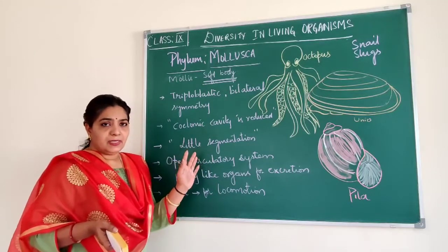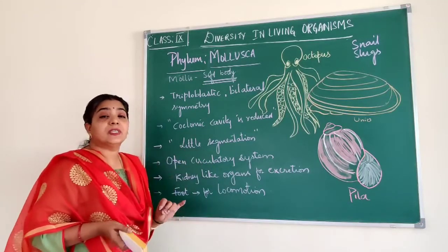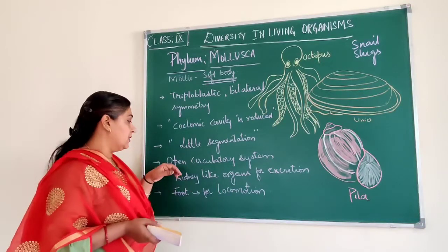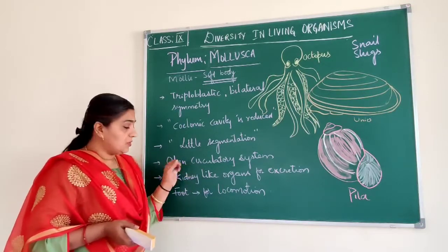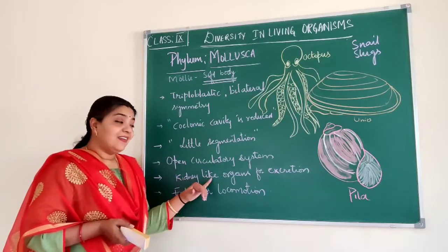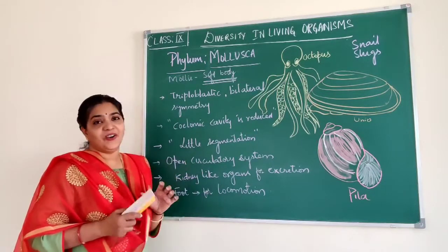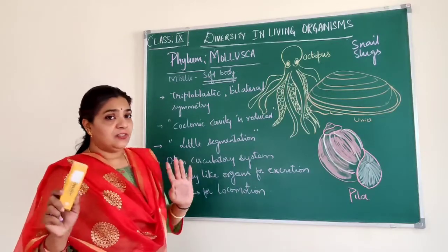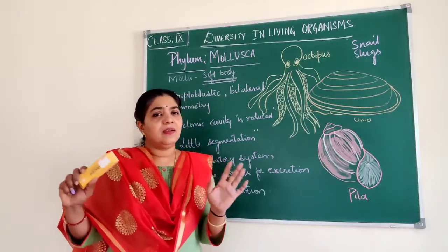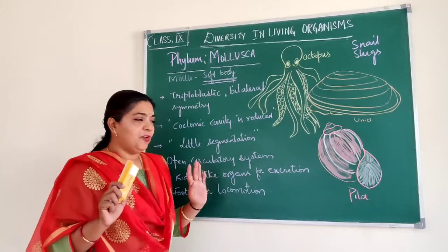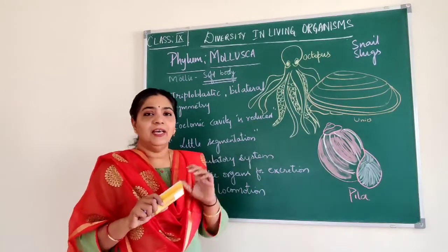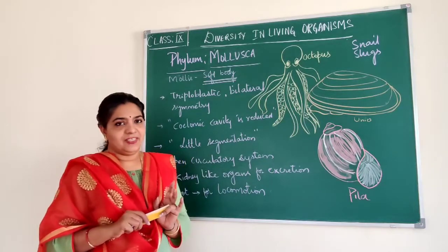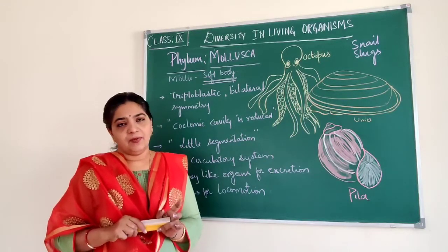They also exhibit an open circulatory system. They have a complete digestive system, and we also come across salivary glands in this organism. They have kidney-like organs for excretion, though not exactly kidneys. So these are the examples for the phylum Mollusca. I hope you have understood phylum Mollusca.